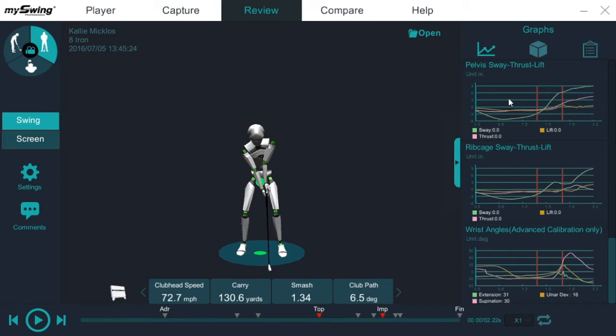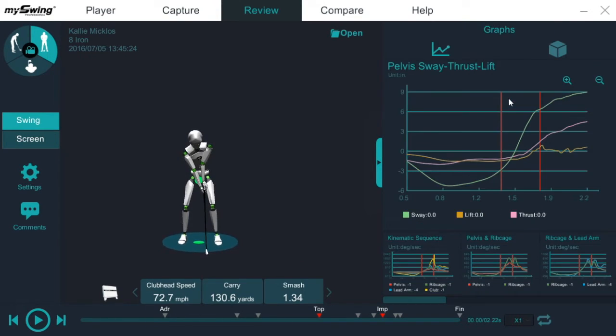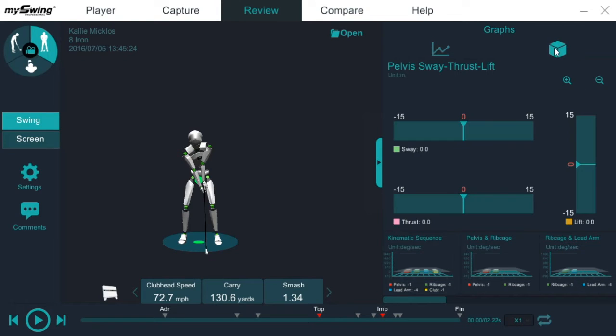And this is the same swing we looked at in rotations. I've got the graphs pulled up. As you can see here, here's the pelvis sway, thrust, lift graph. We've got a couple different ways to view this graph. We've got the traditional graph with the lines and the curves. We're going to take a closer look at the 3D version of the graph.